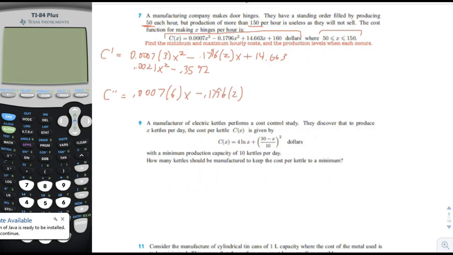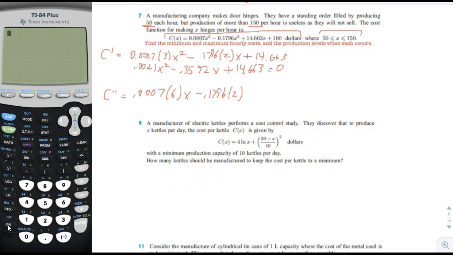x plus 14.663. And to find the maximum and minimum points, all we need to do is set it equal to 0. And this is a parabola, as you can see. It's an x squared function. So we're not going to find more than one stationary point. But let's see what the stationary point is. There's a couple ways we could do that. One is we could graph it, and the other is we could use poly-SMLT.